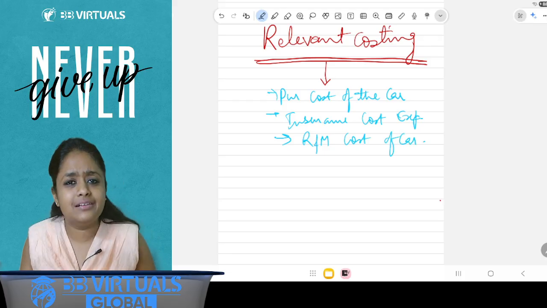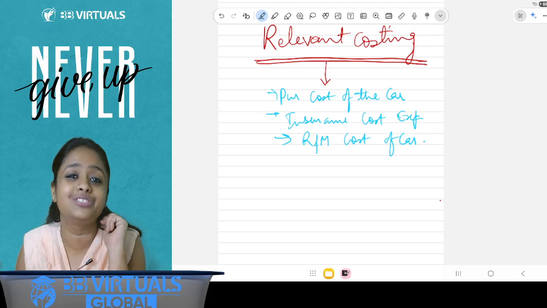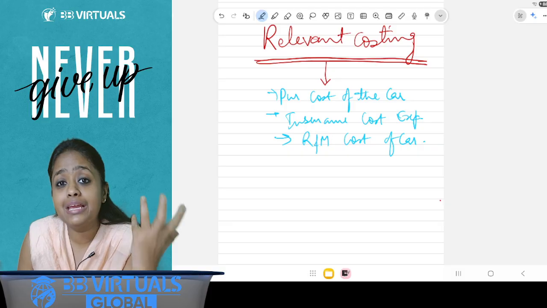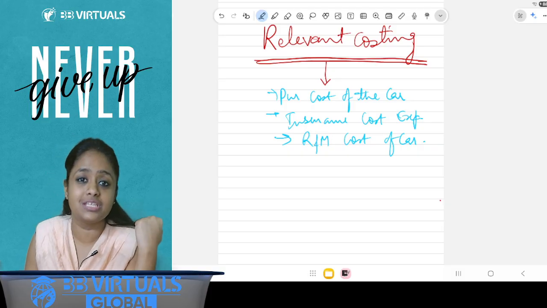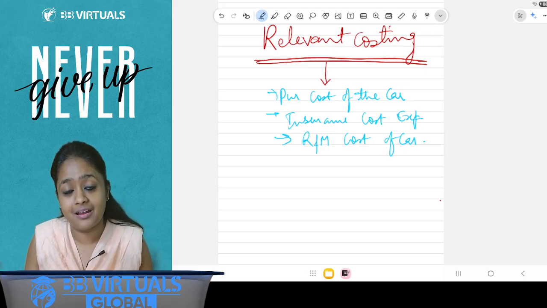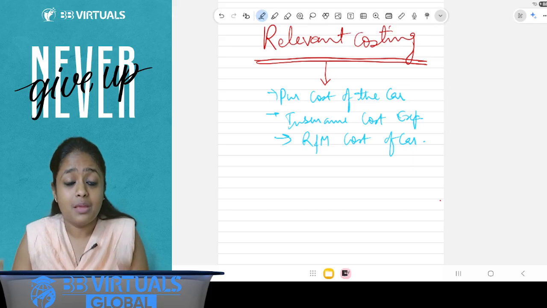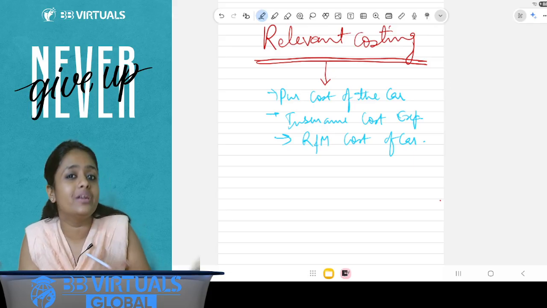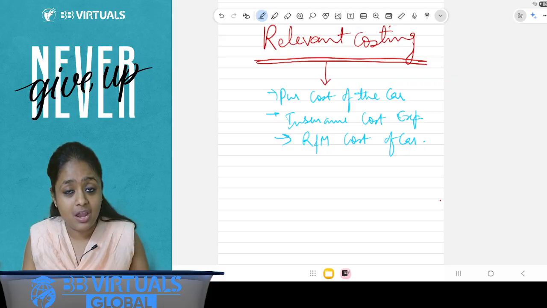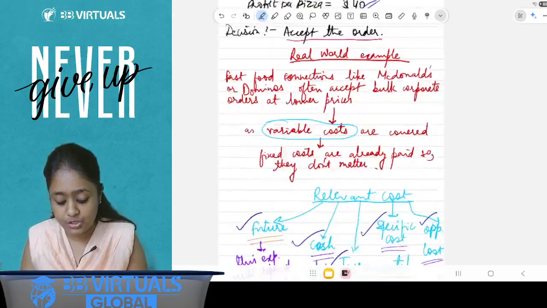So what do you see here? That I'm only looking at the cost that is going to be incurred in the future. I'm only looking at the cost which is going to be an incremental cost, that means additional cost in the future. I am not looking at the repairs and maintenance of my existing car. I am not looking at how much was the purchase cost of my existing car, because that expense already got incurred. So how is this going to impact my future expenses? Not at all. So relevant costing is simply about considering your future expenses.